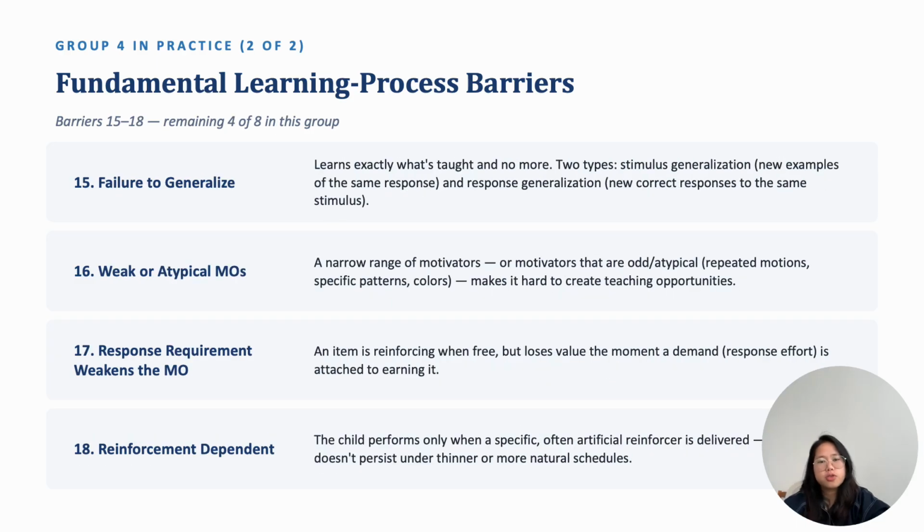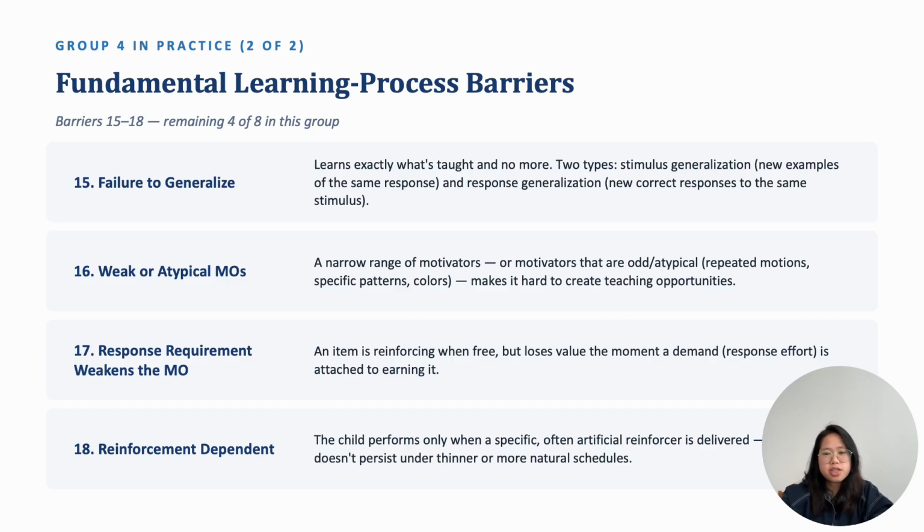Continuing group 4, so failure to generalize. This is where a child acquires exactly what's directly taught and provides no variation beyond that. And there are two types worth distinguishing: the stimulus generalization, where a trained response should transfer to a new, untrained example of the same thing.